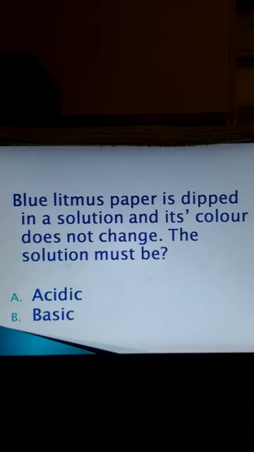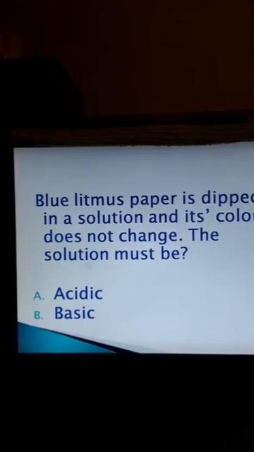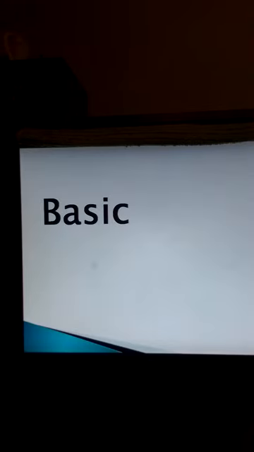Blue litmus paper is dipped in a solution and its color does not change. The solution must be A, acidic, B, basic. The answer is basic.